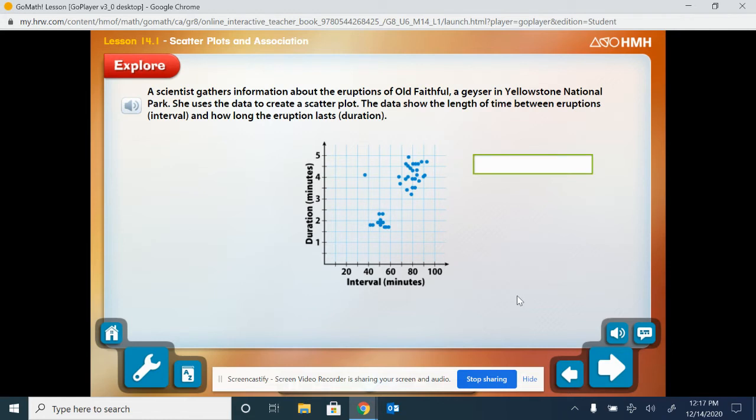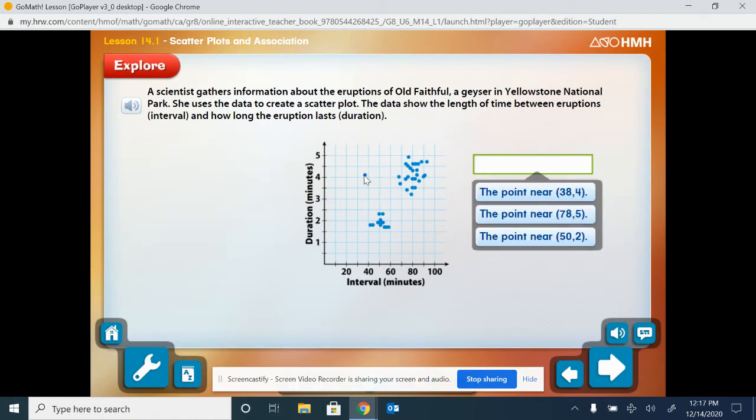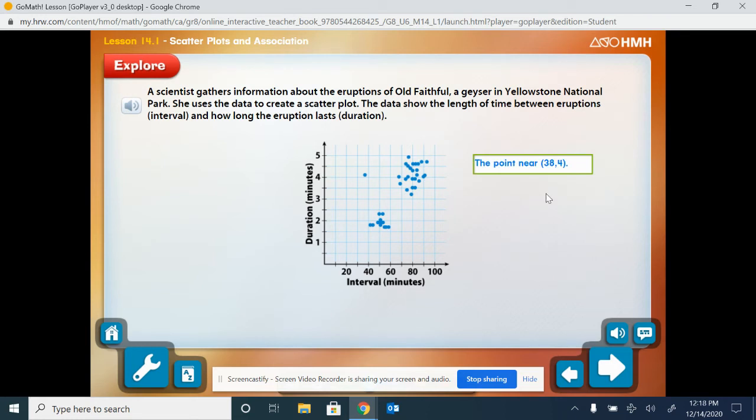An outlier is a data point that is very different from the rest of the data in the set. Identify an outlier on the scatter plot. So this is considered the outlier, right there, that one. Is it the 38 and 4 point something? Yep. Correct. The outlier is separate from the other two clusters of data.